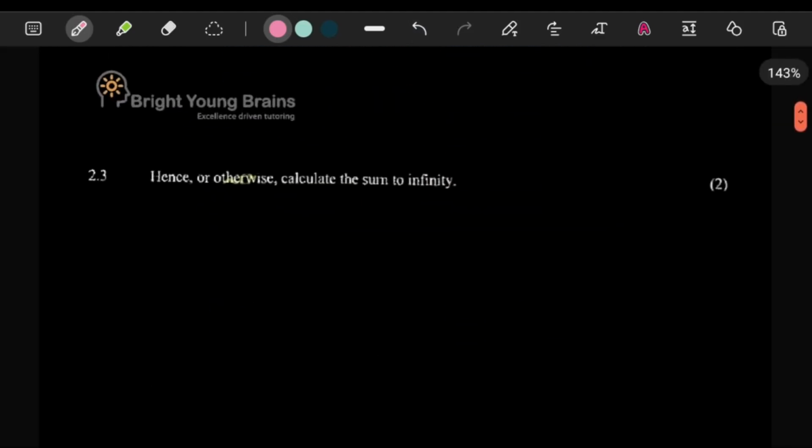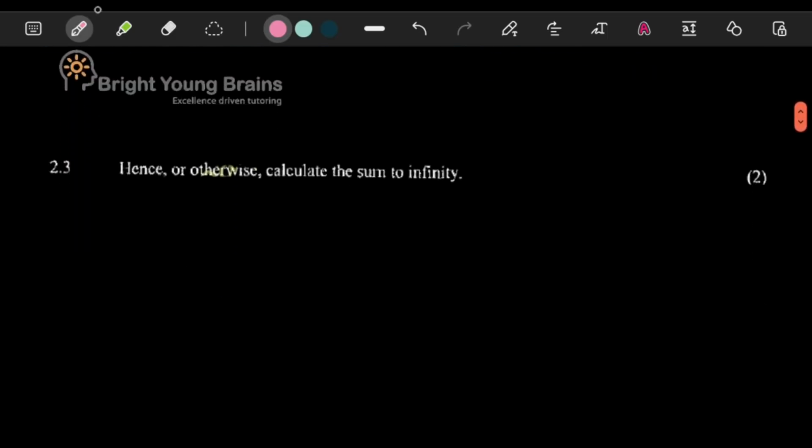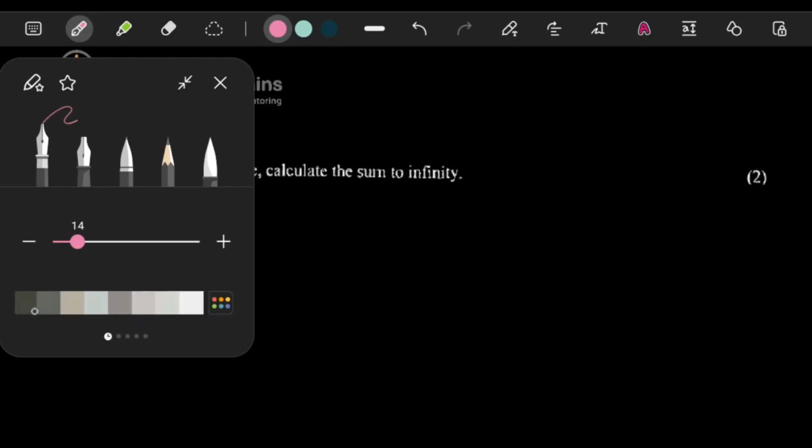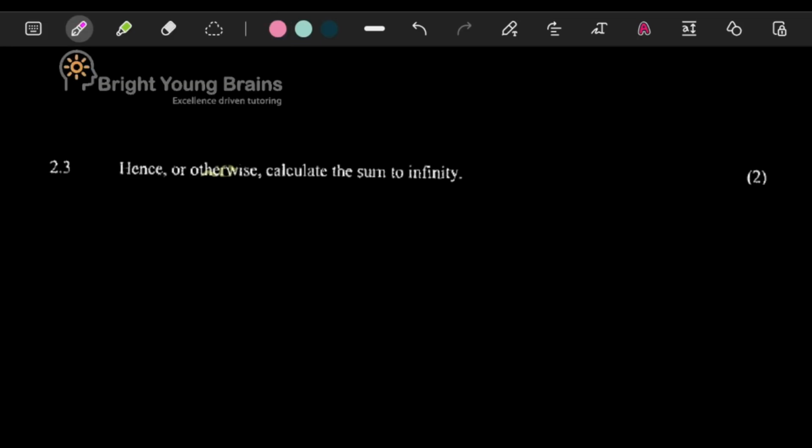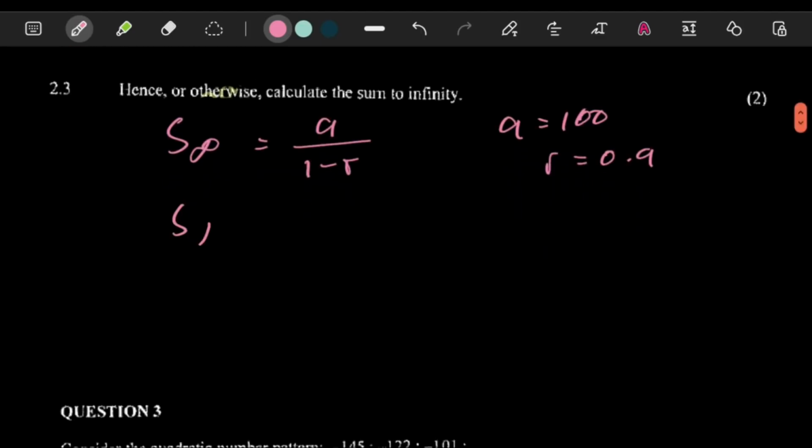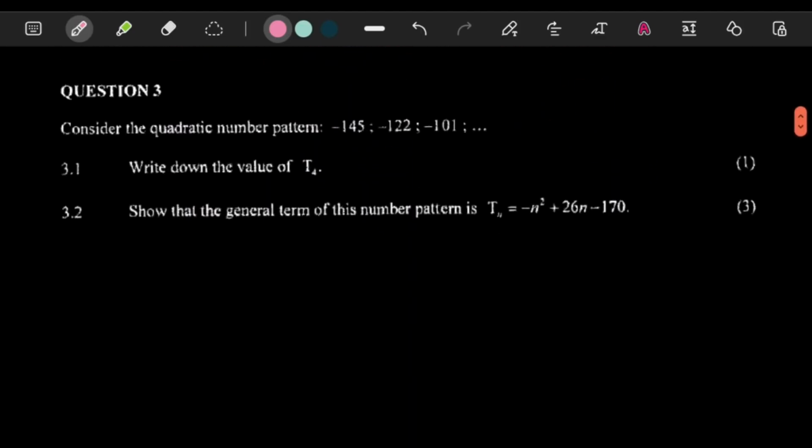This is question 2: hence or otherwise calculate the sum to infinity. Nothing crazy here, free marks galore. You just have a sum to infinity formula on your formula sheet. A is 100, r is 0.9, so the sum to infinity is 100 over 0.1. This is 1000. How do I know? Mental math.